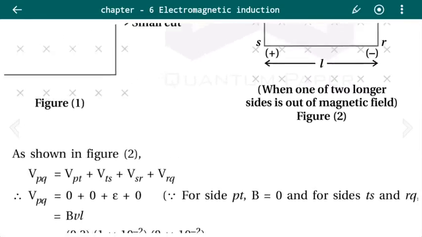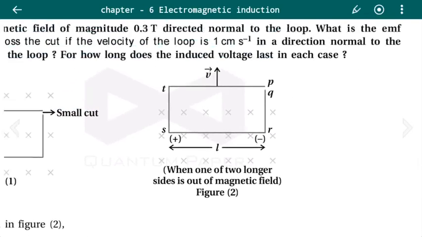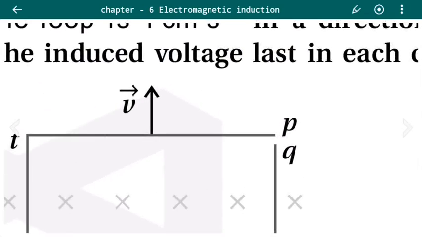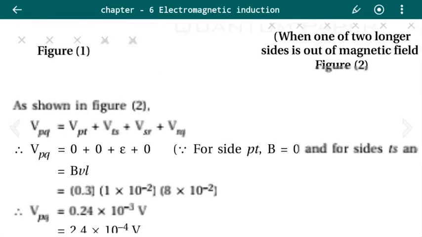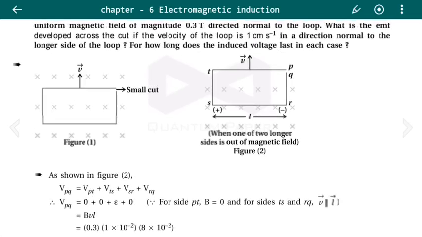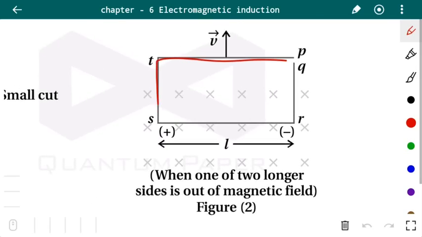So from this figure we can write VPQ, that is, here we are going to find the induced EMF over this small cut. So VPQ equals VPT plus VTS plus VSR plus VRQ.